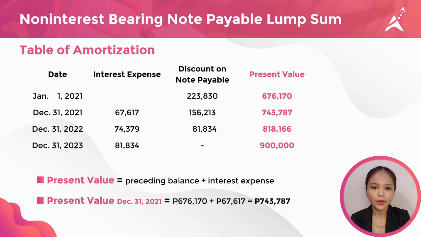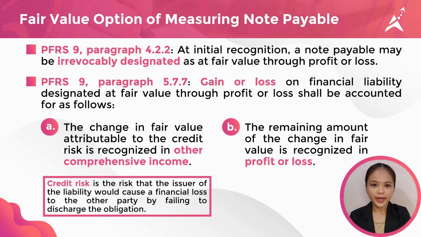Therefore, on December 31, 2021, the preceding balance of 676,170 pesos plus the interest of 67,617 pesos is equal to 743,787 pesos. We are now on to our last topic for Chapter 8, which is about fair value option of measuring note payable.